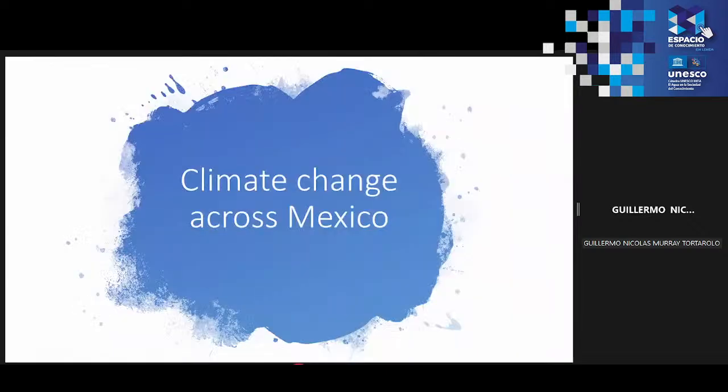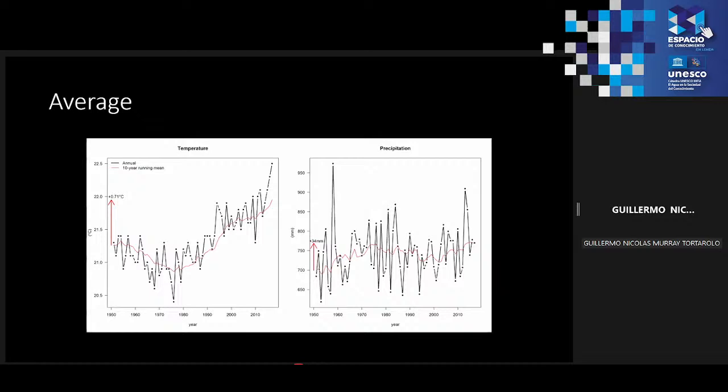So I'm going to briefly show how this looks for Mexico and how climate has changed in the last 70 years. And then I'm going to show you the impacts of these changes. On average, Mexico is warmer now than it was 70 years ago. We gained about 0.7 degrees in temperature between 1950 and 2017.